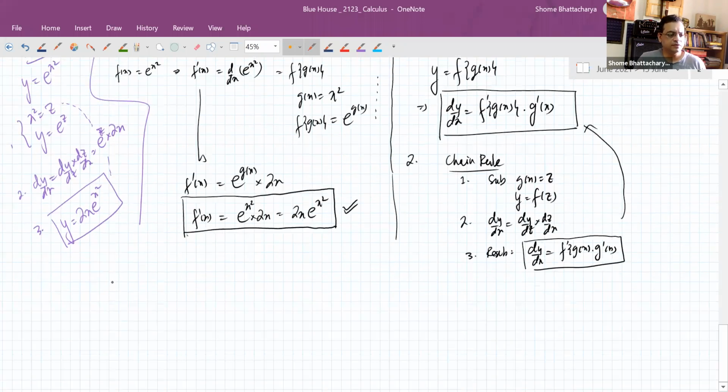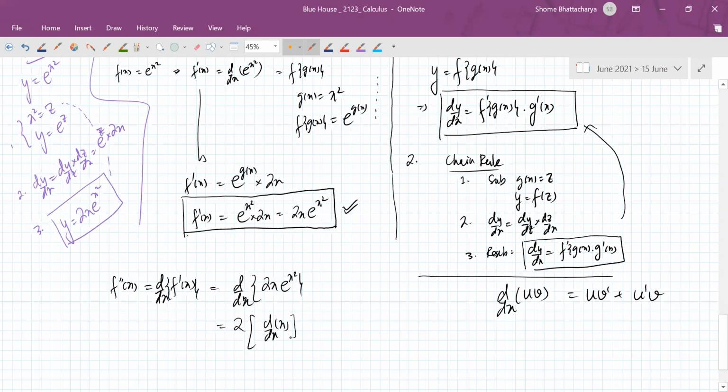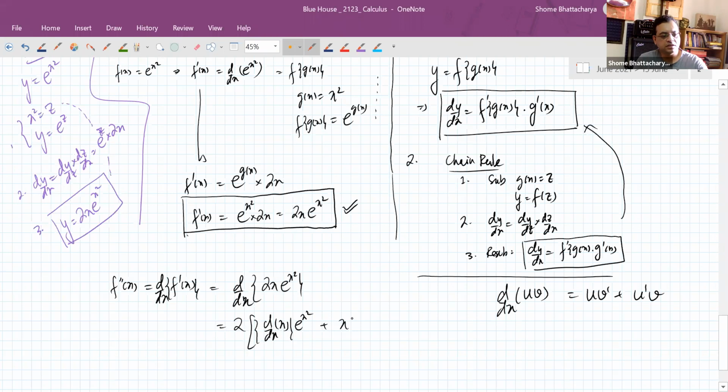So now the second derivative. This is going to be the derivative of the first derivative. So this is going to be the differentiation of 2x e raised power x square. So this we will now use the product rule, that differentiation of, let's say, u into v becomes u v prime plus u prime v, like this. Okay. So basically you can take the 2 outside, differentiation of x into e raised power x square plus x into differentiation of e raised power x square.